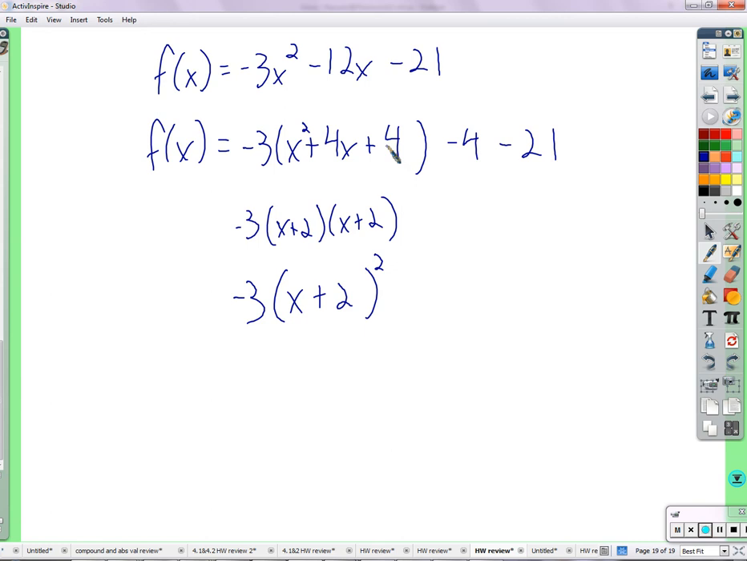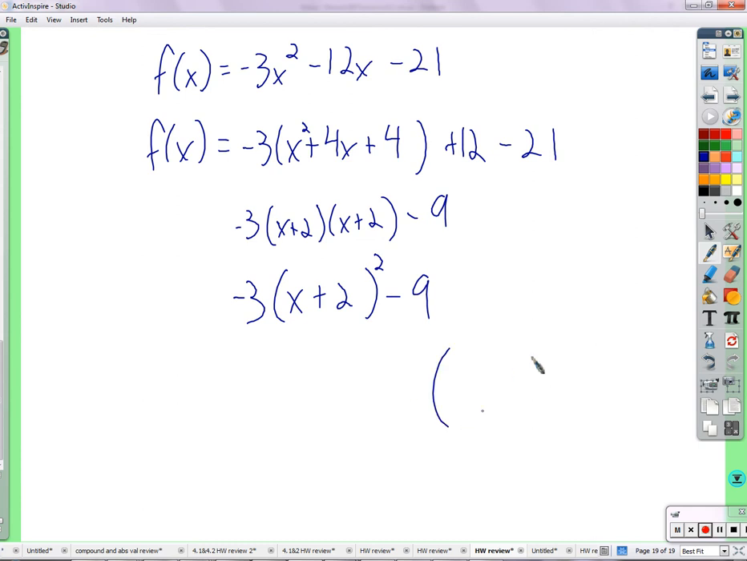No. Because it's 4, where is this 4? In the parentheses. In the parentheses it is multiplied by? So this 4 isn't really 4, it's actually worth, on this right side of the equation, negative 12. So to cancel out negative 12, you add 12. Add 12. So you get negative 9. So you get negative 3 times x plus 2 squared minus 9.